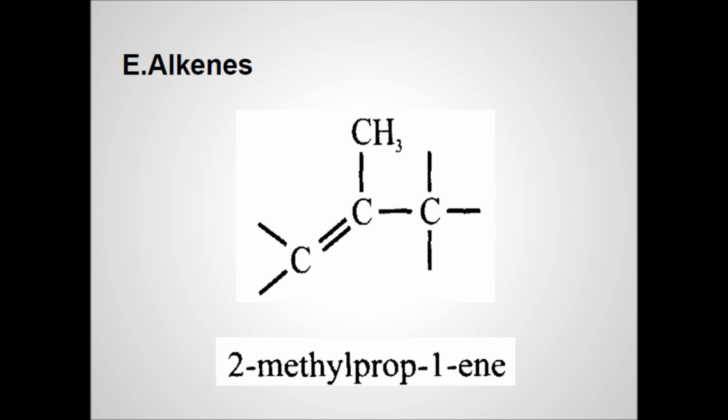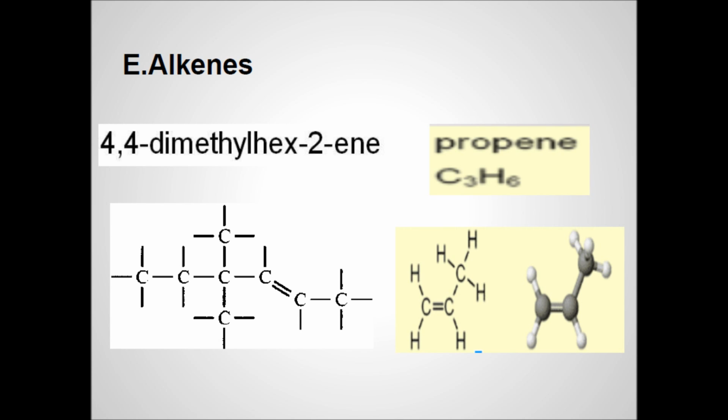Now try to draw structural formulas with the names given. First, check the parent line. Then check if it is single bonded, double bonded, or triple bonded. Lastly, check the branch chains. So it is going to be 4,4-dimethylhexene. The next one, also check the parent chain first. Then check if it is single bonded, or double bonded, or triple bonded.